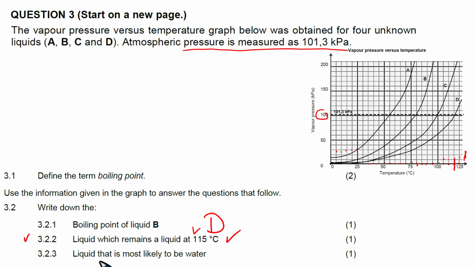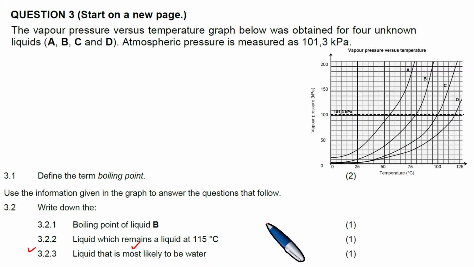Which liquid is most likely to be water? It's an estimate on average. Which one is likely to be water? Is it A, B, C, or D? Which one is most likely to be water here?